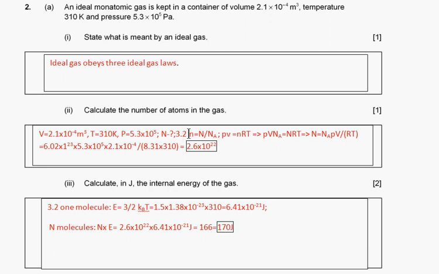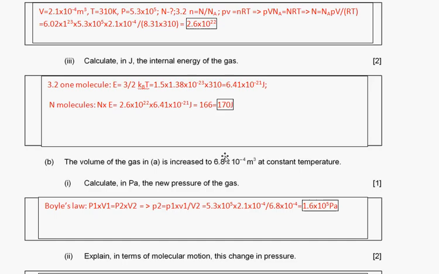Section 3.2, number of moles equals n over N Avogadro. Ideal gas equation is PV equals nRT. Substituting instead of n over N Avogadro, we have the formula for number of molecules, and we find it with two significant figures. Calculate in joules the internal energy of gas.